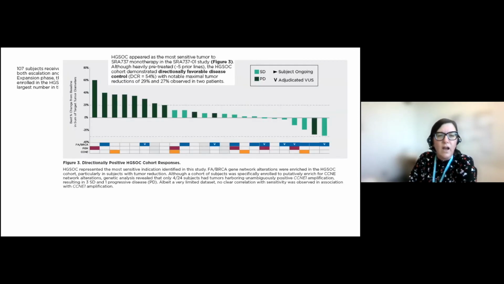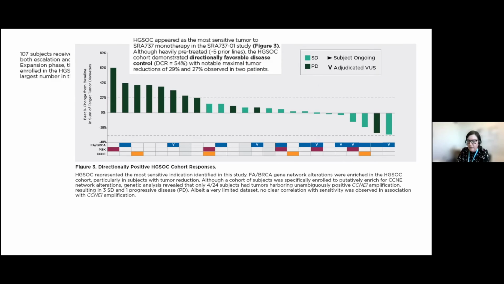So this is the high-grade serous ovarian cancer patient data, and we found that of all the tumor types, high-grade serous was the most sensitive to CHEK1 inhibitor monotherapy. These were very heavily pretreated patients, so I think the average was 5 prior lines, but there was a reasonable disease control rate reported at 54%.